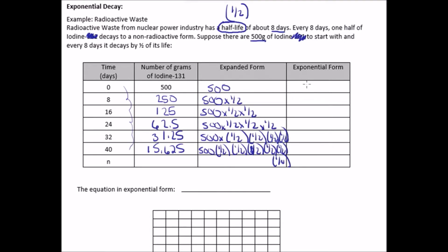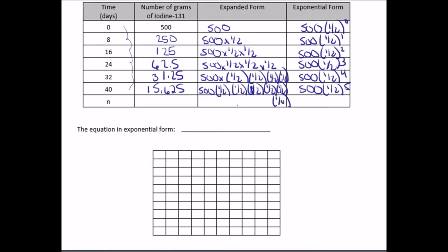Okay, exponential form: 500 times a half to the 0, 500 times a half to the 1, 500 times a half to the 2, 500 times a half to the 3, 500 times a half to the 4, and 500 times a half to the 5. Okay, very tedious. And I just scrolled down.